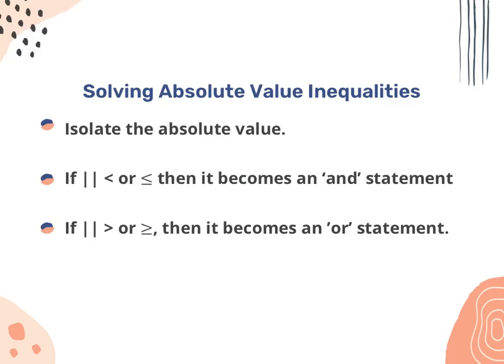So when we're solving absolute value inequalities, just like before when we did the equations, we need to isolate the absolute value. Now, this next part says, if the absolute value, that's what those two bars are, is a less than or a less than or equal to, it becomes an and. If it's greater than or equal to, then it becomes an or.